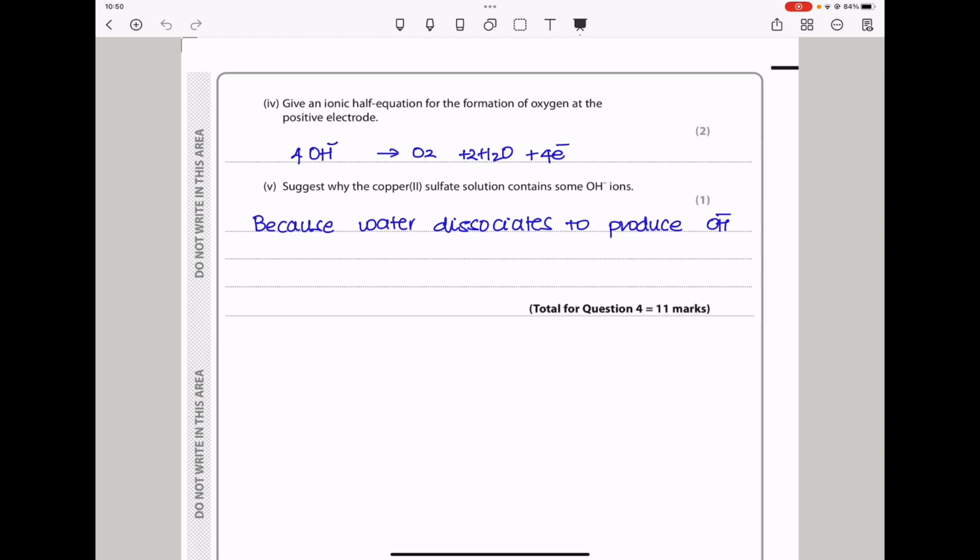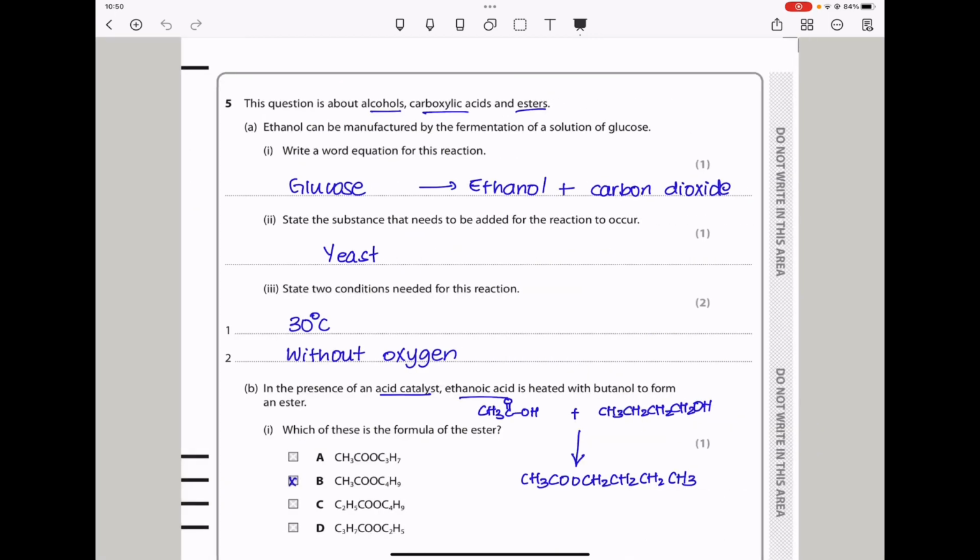Let's continue to question 5. Question 5. This question is about alcohols, carboxylic acids, and esters. Ethanol can be manufactured by the fermentation of a solution of glucose. Write a word equation for this reaction. The word equation is glucose is converted to ethanol as well as carbon dioxide.